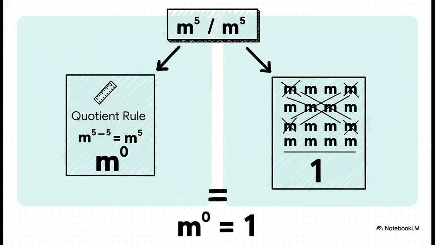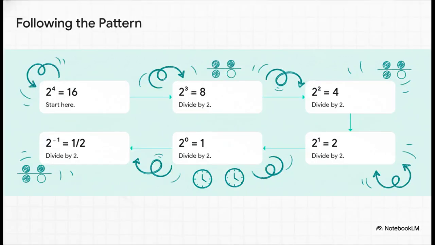On the left, we use the quotient rule. Remember, when you divide powers with the same base, you just subtract the exponents. So m to the 5th divided by m to the 5th gives you m to the 5 minus 5, which is m to the 0. Okay, but now look at the right. What happens if we just write it all out and cancel? Well, any number divided by itself is just 1. Since both of these methods have to be true, m to the 0 must equal 1. It's the only thing that makes sense. And this is just beautiful.